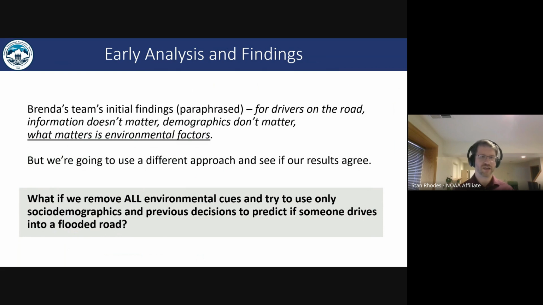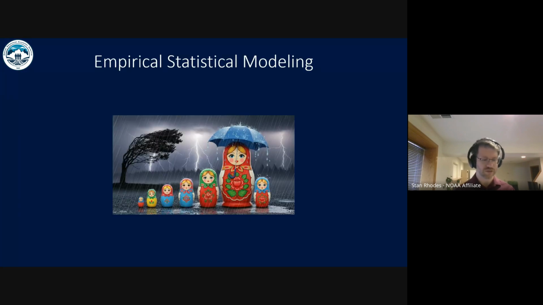The question here is, if we remove all these environmental cues and we're just looking at who people are and some of the decisions they make, can we predict if someone drives into a flooded road? This will help us start to fill out that decision chain and, again, understand whether or not there are interventions we can do that might help protect lives here. And so with that, I'm going to hand it over to Jacob.